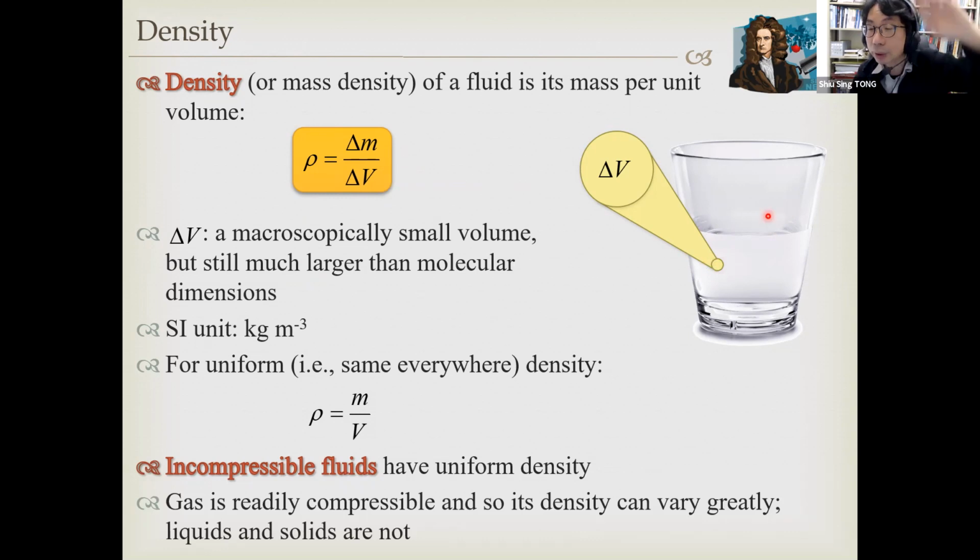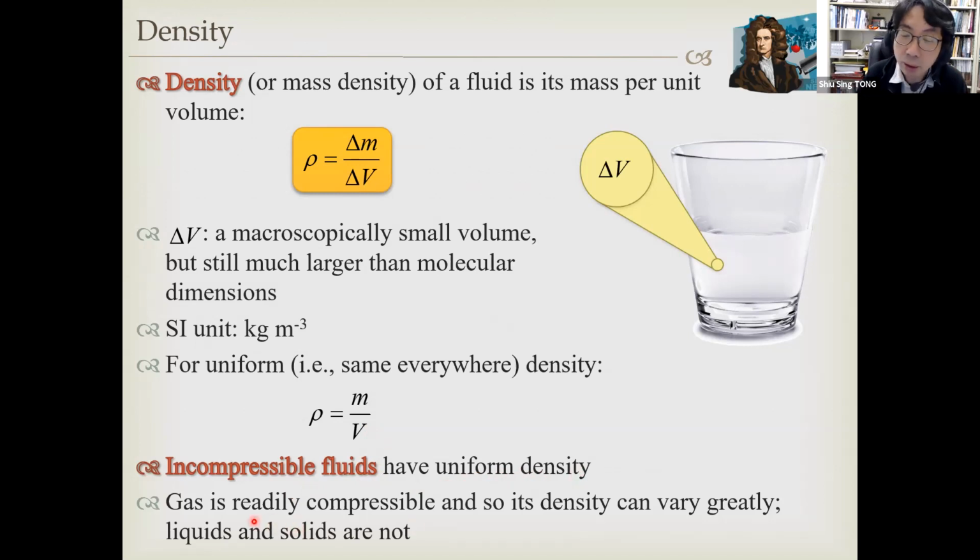If I do it in another position, I may get a different value. So that allows me to measure the density at different positions. And the unit of density, of course, is kg per meter cubed. And if the fluid or the matter is incompressible, the density is the same everywhere, we can simply replace delta M over delta V with M over V, where M is the total mass and V is the total volume of that matter. Now, incompressible fluid, as I say, if the matter is not compressible or very difficult to compress, then the density will be the same everywhere, and it has uniform density.